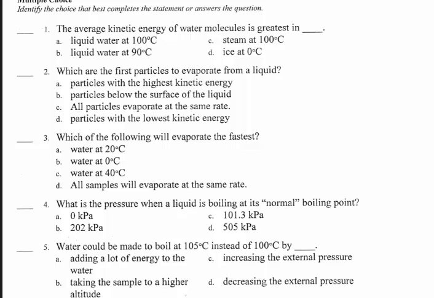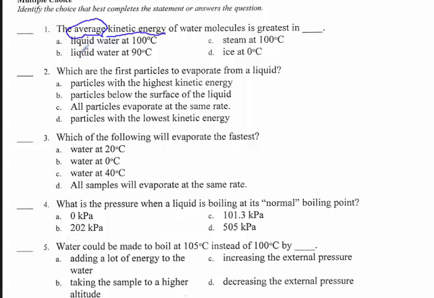Now, I want you to think about some of these points here. What is average kinetic energy? The average kinetic energy of water molecules. Okay, kinetic energy, of course, is energy of motion. Average means that some of the particles are moving really fast and some are moving slow, but there is an average speed. I really hate this question because the answer is a little ambiguous.